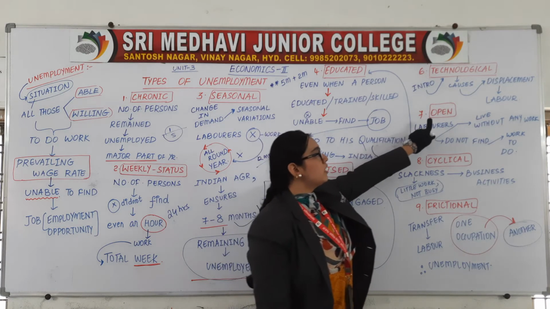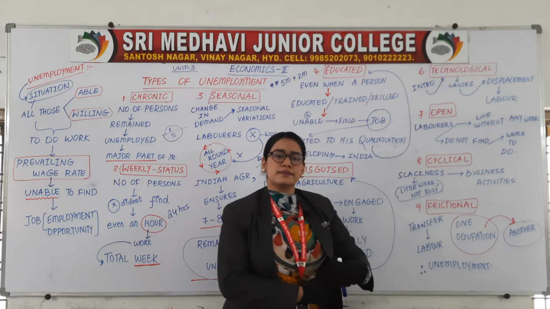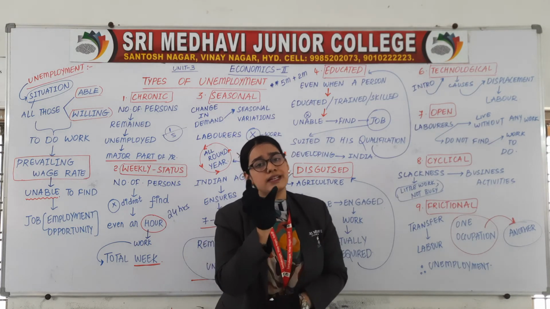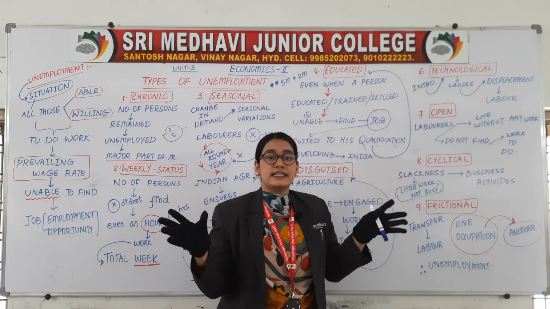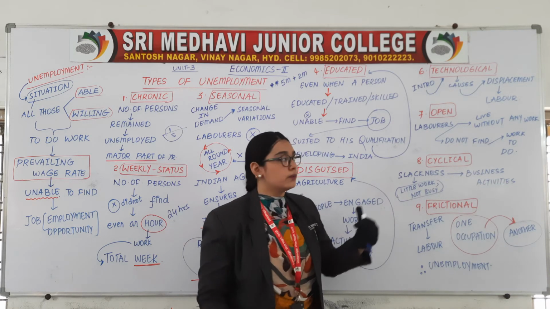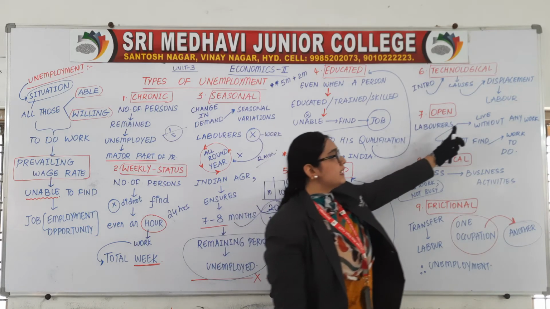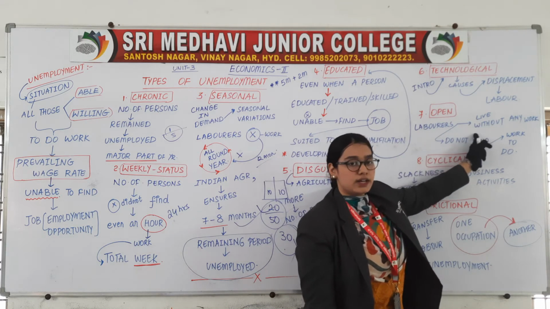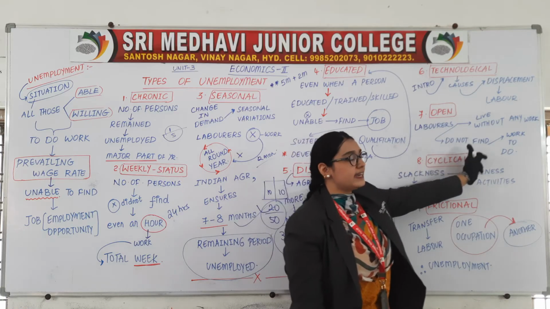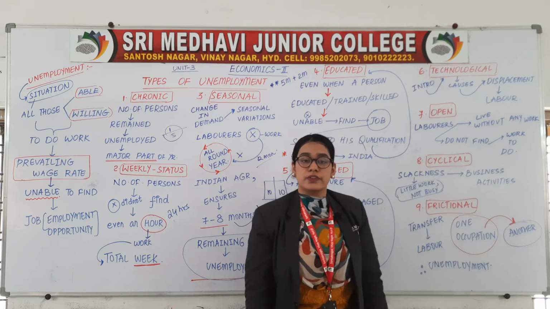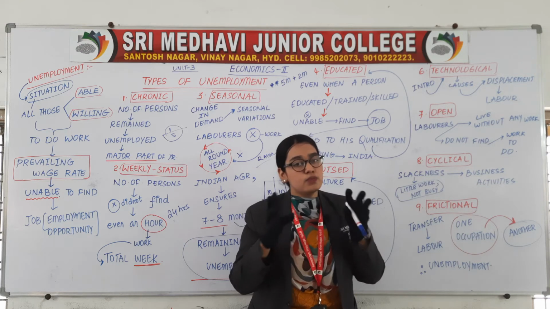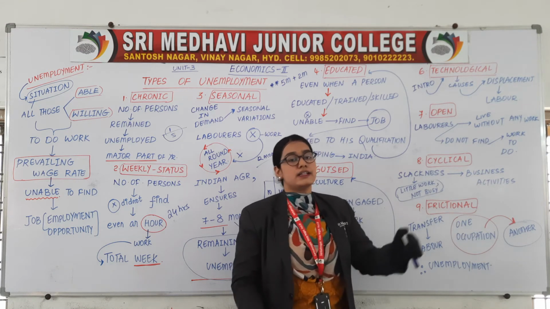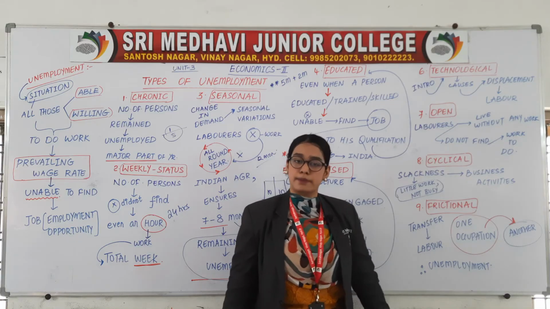Coming to the 7th one, open unemployment. Open unemployment, from the term itself, it is visible. Like openly you can see this kind of unemployment. How? When laborers live without any work and they do not find any work to do, they come under the category of open unemployment.